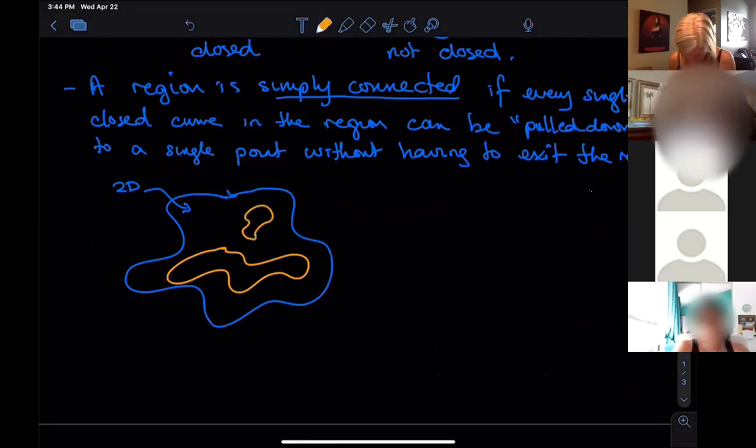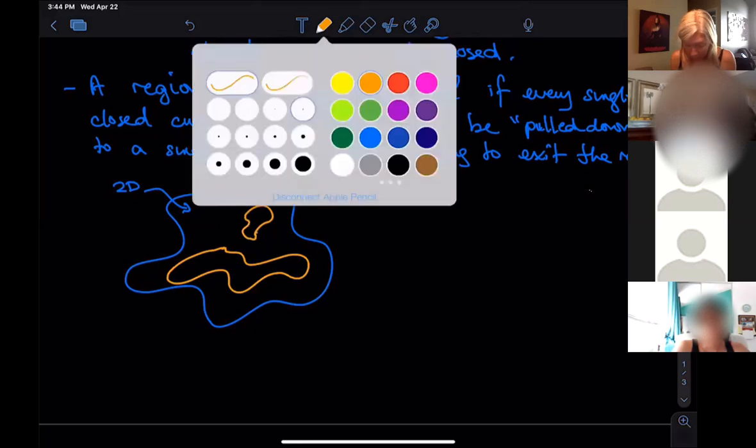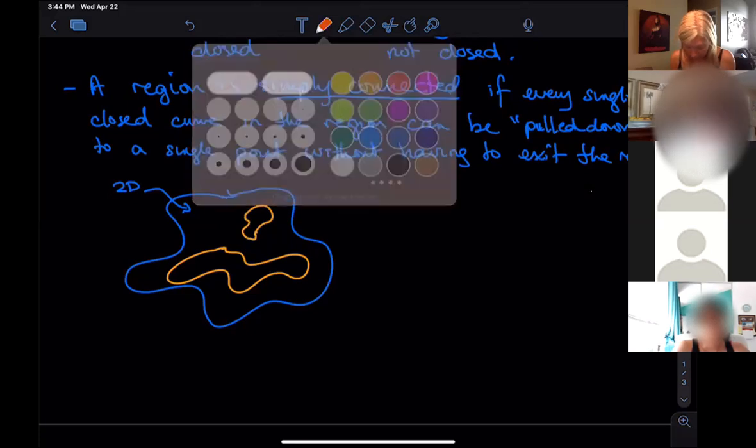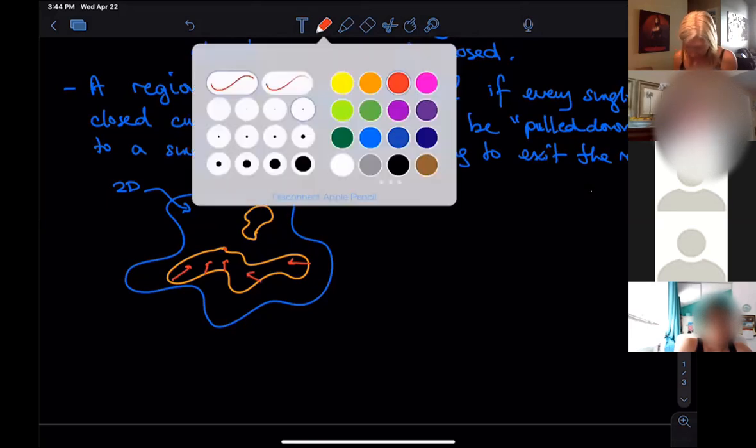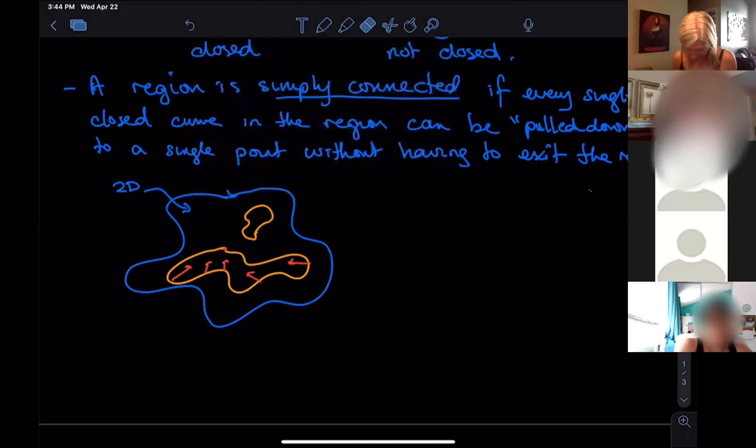Here's another closed curve. When I say that it can be pulled down to a point, imagine that the curve actually lives in there and I'm allowed to drag it along through the space. So I can drag all the points this direction, all towards the starting and ending point. So I can pull it all down to the point, and I'm always staying inside the region. There's no problem. So this picture that I've drawn for you, this region is simply connected.